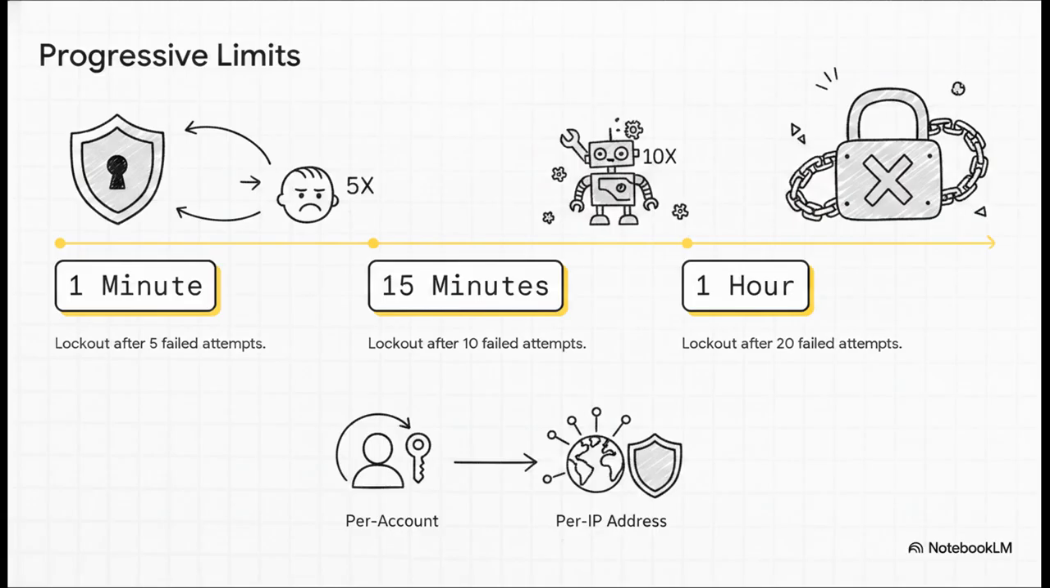Here is a highly effective timeline you can implement today. After 5 failed attempts, trigger a 1-minute lockout. If they hit 10 failed attempts, escalate that to a 15-minute lockout. At 20 attempts, lock the whole thing down for an hour. And listen, you must track these failures across 2 dimensions, per account and per IP address. This dual tracking is what stops botnets from distributing their guesses across thousands of IP addresses just to bypass your security.